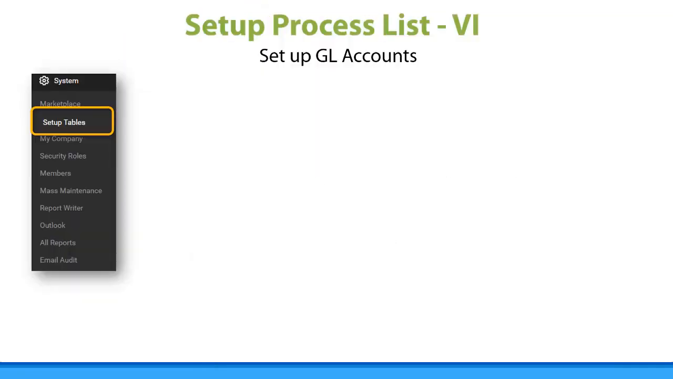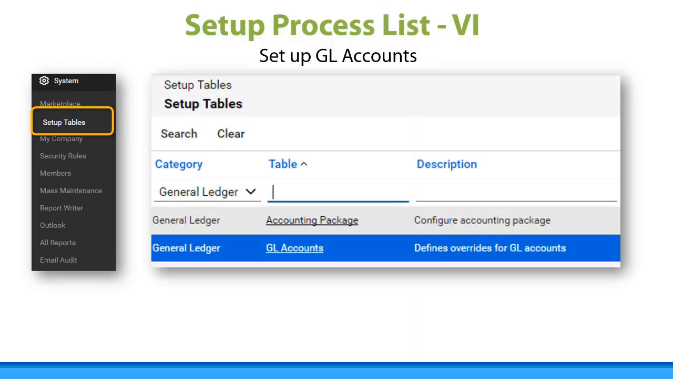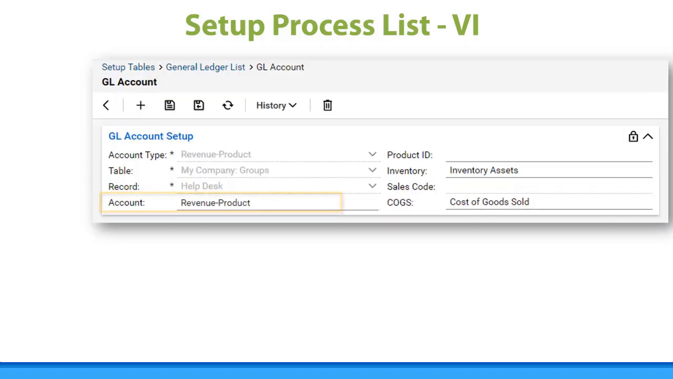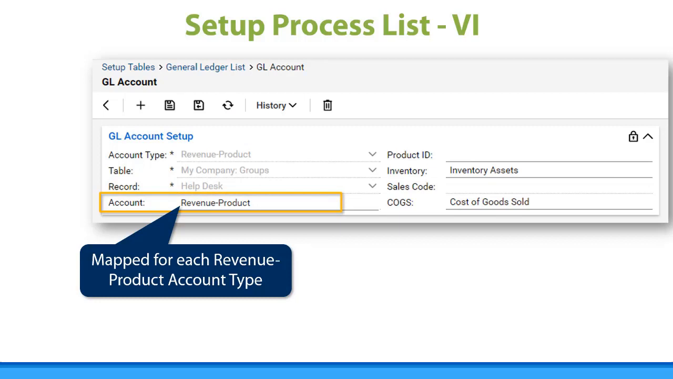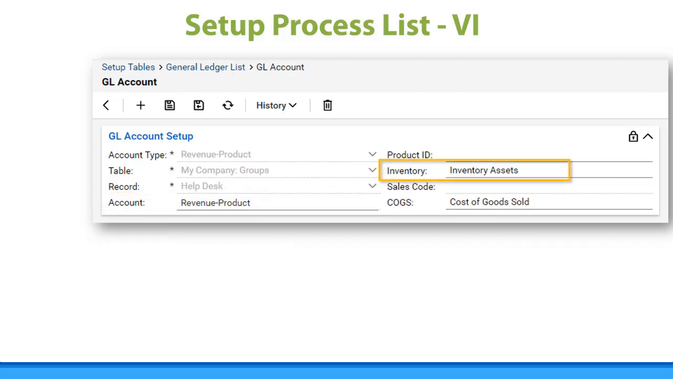Step 6 is for general ledger mappings. Assign these in the setup tables, general ledger category, GL accounts. We will look at both product revenue mappings and inventory mappings. Map the account field to the revenue account in your chart of accounts. Map the inventory field to an asset account for products that are inventory type. Then map your COGS account to your cost of goods sold account.